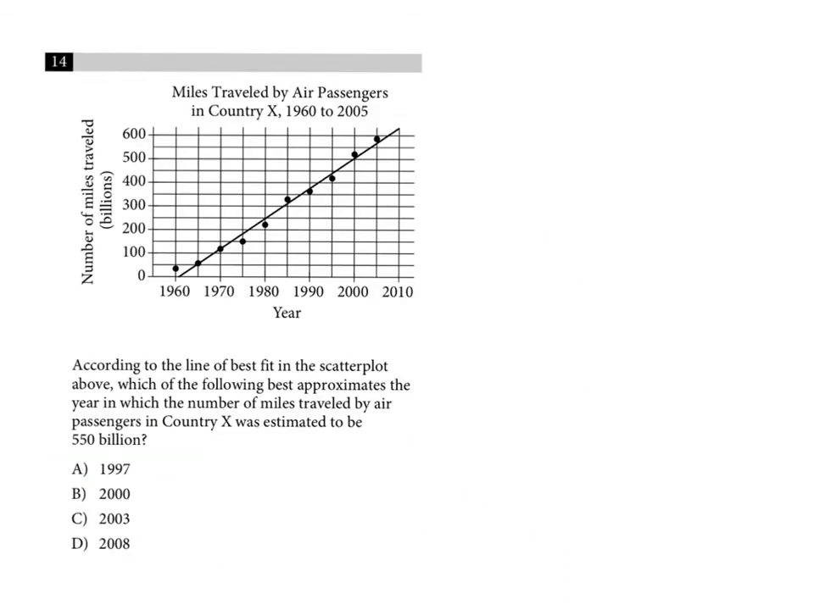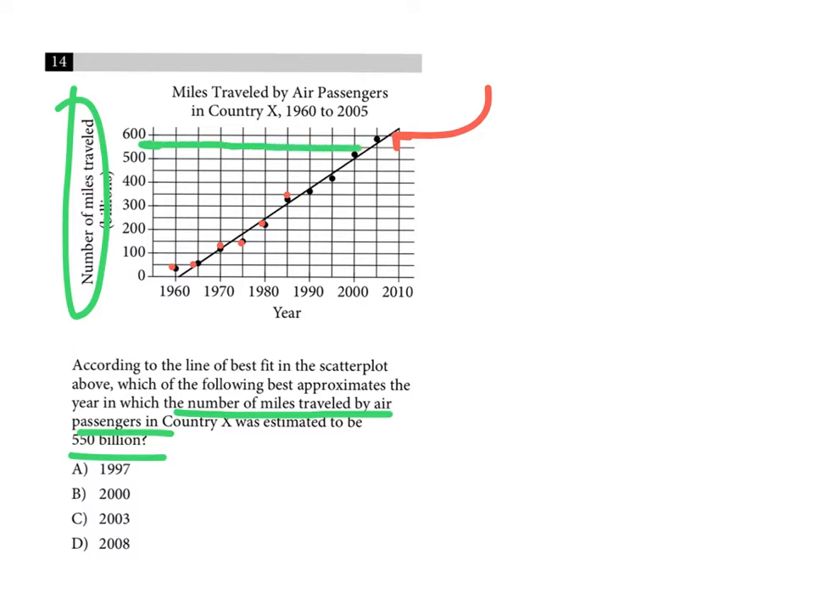Problem 14, according to the line of best fit. That line right there is the best fit line for all these different points that you're given. According to the line of best fit, which of the following best approximates the year in which the number of miles traveled was 550 billion? Well, here's the number of miles traveled. Here's 550 billion. That appears to be about here, which would correspond to right about there on the year axis, which looks like about 2005 as far as me quickly drawing this.